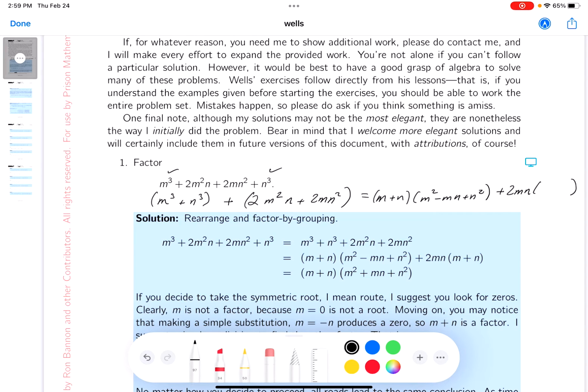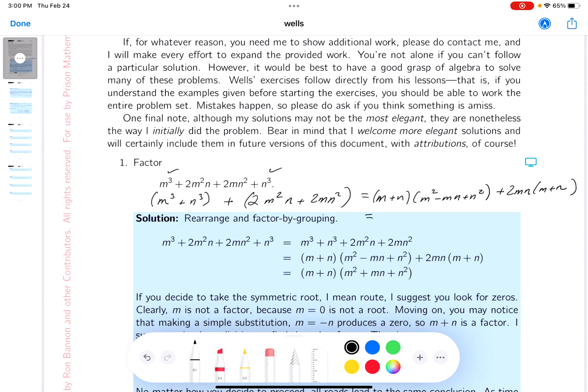And what he left off with, let's take a look at it. The 2 came out. I got an m plus n now. Let me just check that. You get 2m squared and, yep, 2mn squared. Looking good. What do I get now?